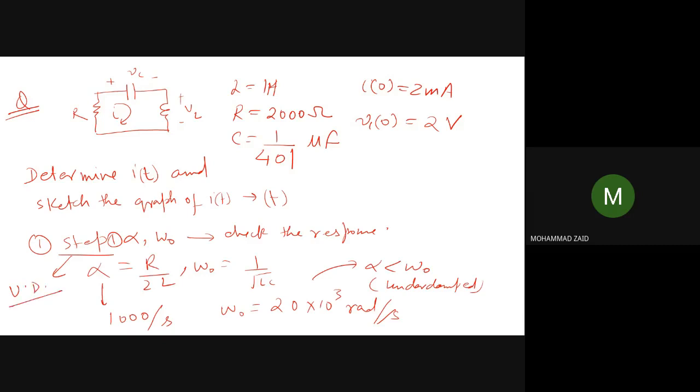Okay, that means we have to write the standard solution for an underdamped circuit, which is this: I of t is equal to e to the power minus alpha t times b1 cos of omega dt plus b2 sine of omega dt. Okay, so this much we have to write.